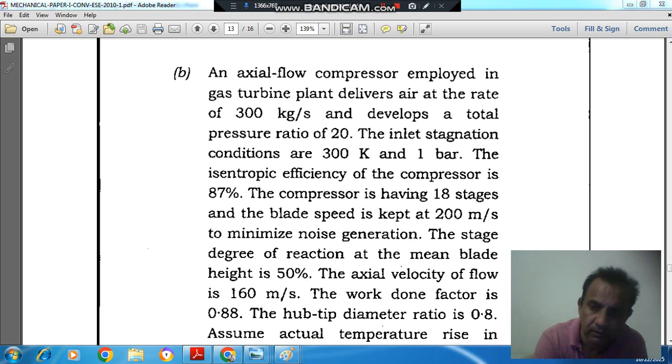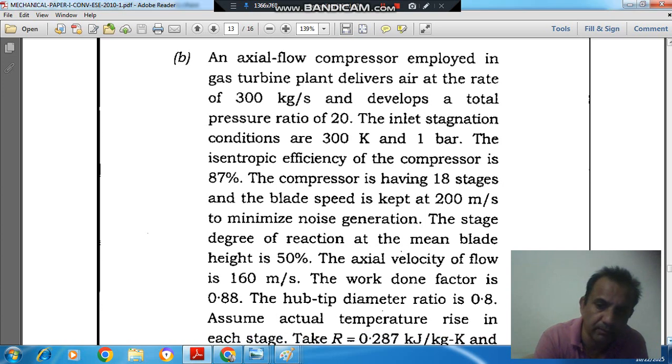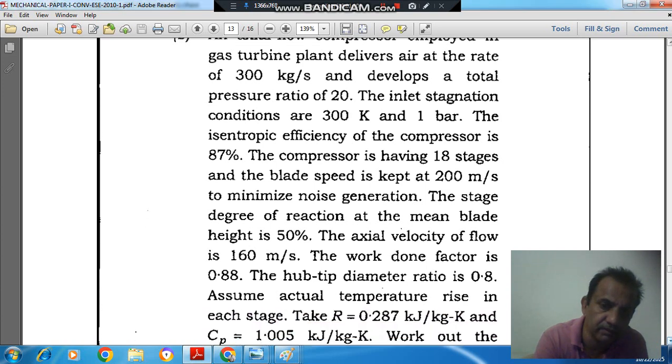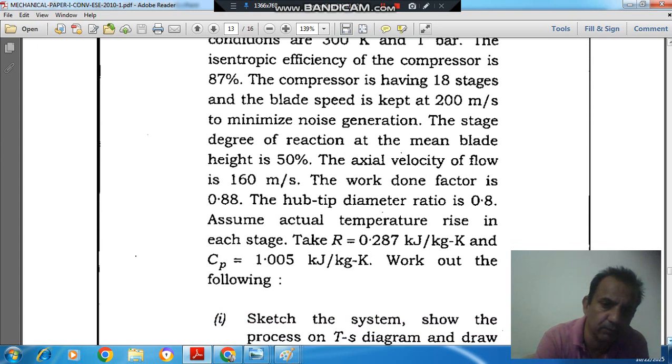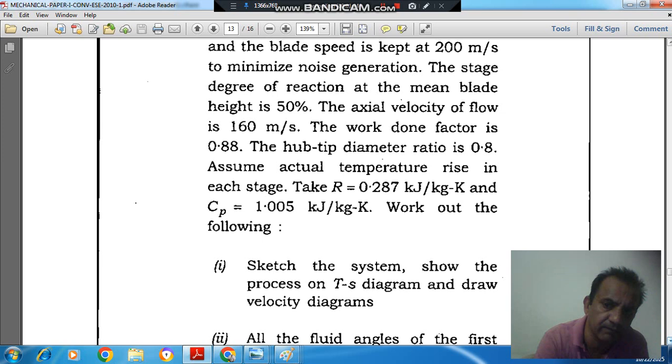Assume equal temperature rise in each stage. Instead of actual, equal should be there. Take R equal to 0.287 kilojoule per kilogram per degree Kelvin and Cp equal to 1.005 kilojoule per kilogram per degree Kelvin.